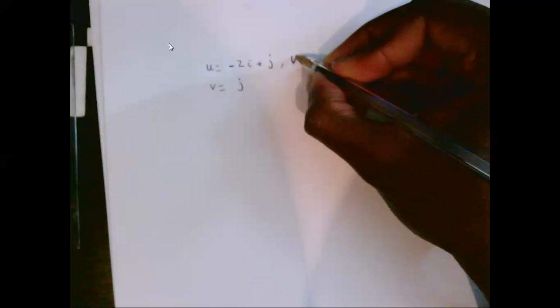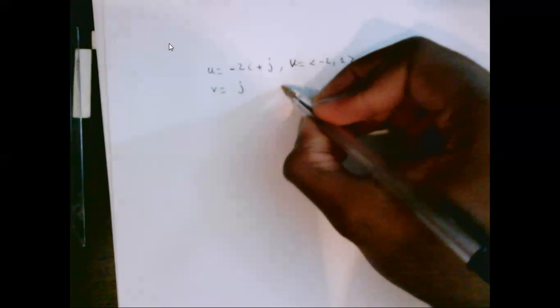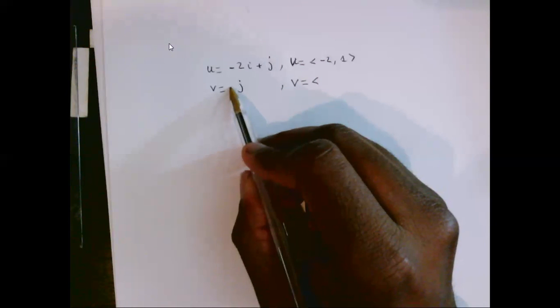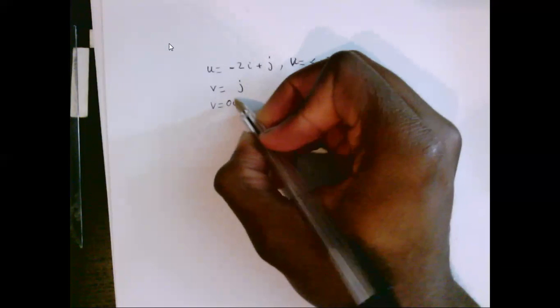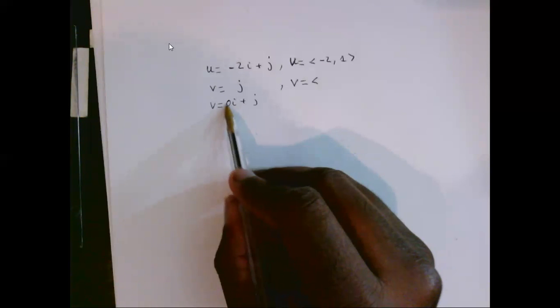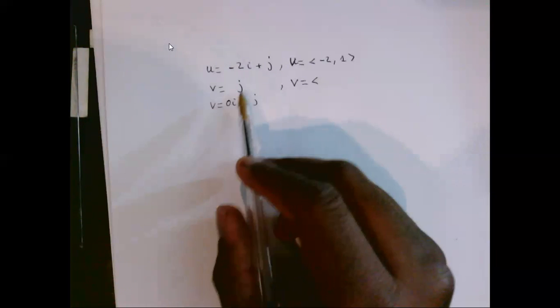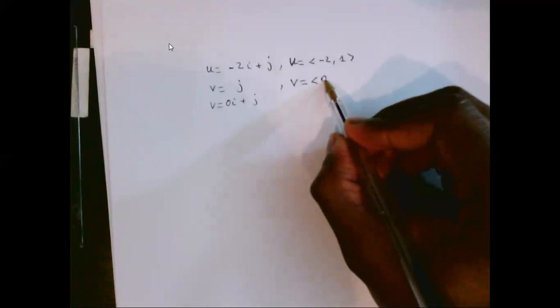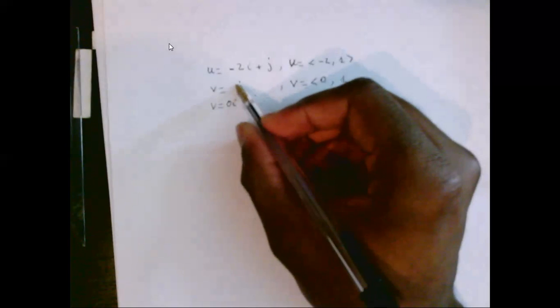So I can rewrite those as u can be written as (negative 2, 1), and v has its i component missing. That means v equals 0i plus j. Zero times i is just 0, so you don't write it, and the coefficient of j is just 1 here. So I write 0 to represent the i component and 1 to represent the j component. So I have u and v like that.